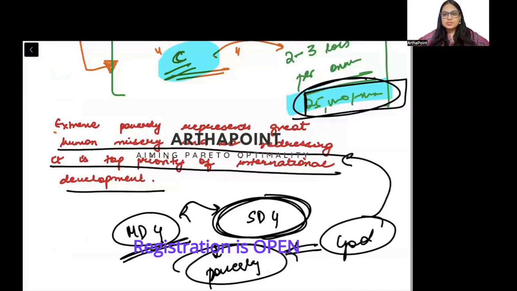That was the third aspect, beta, where I wanted to go ahead and discuss inequality and poverty.